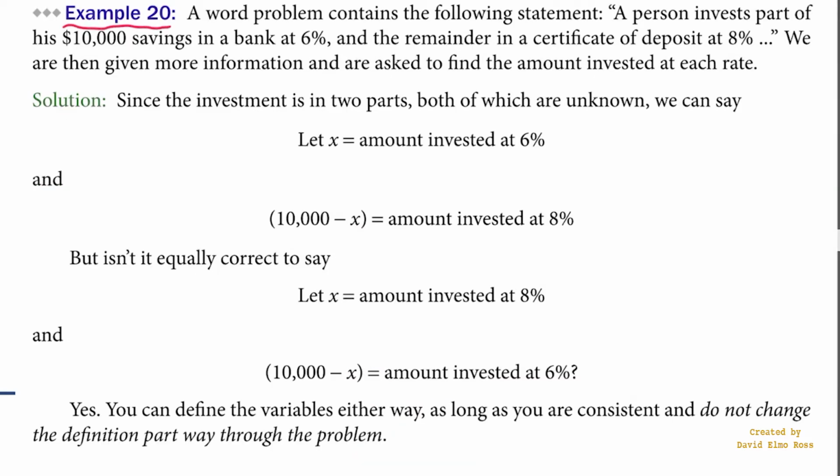Let's take a look at example 20. A person invests part of his $10,000 savings in a bank at 6% and the remainder at 8%. What that means is we can set some variable to say let x equal the amount at 6%. And then from this, you can actually say, okay, well, how much was the total? I had a total of $10,000, and if I subtract x from that, which is the amount at 6%, that's the amount that I have at 8%. So you have to sort of think this stuff through. Or you could say let x equal the amount invested at 8%. Then 10,000 minus x is the amount invested at 6%.